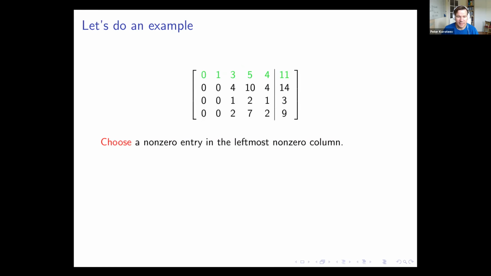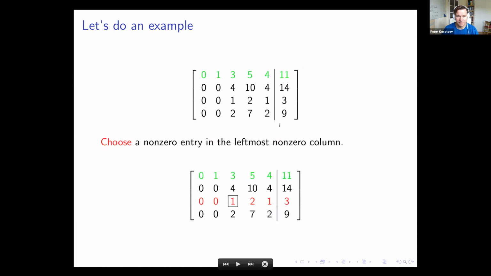Now we choose a non-zero entry in the leftmost non-zero column in the remaining 3 rows. So let's pick this one because it's convenient to work with. We don't need to divide by anything. So we pick the 3rd row.